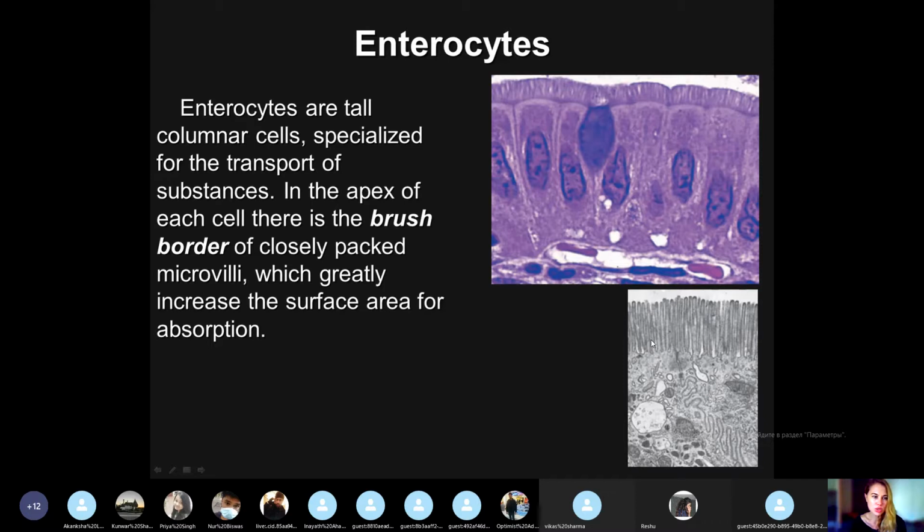So what is the brush border? It is microvilli that increase the surface area for the process of absorption. So this is important for the transport of the nutrients from the lumen to the blood capillaries. So one more time, enterocytes are the typical and the most numerous cells of the small intestine that are responsible for the process of reabsorption.